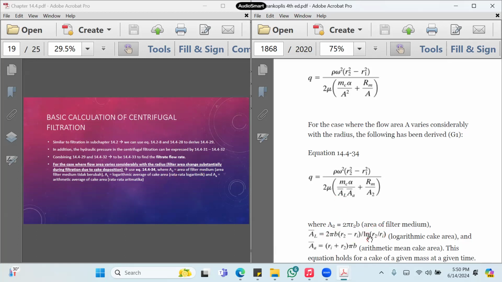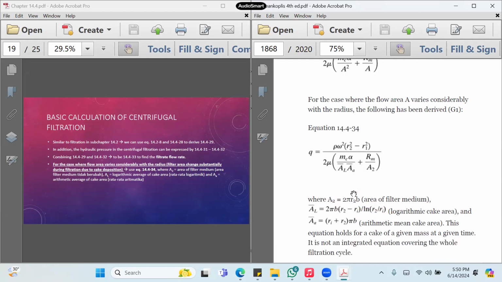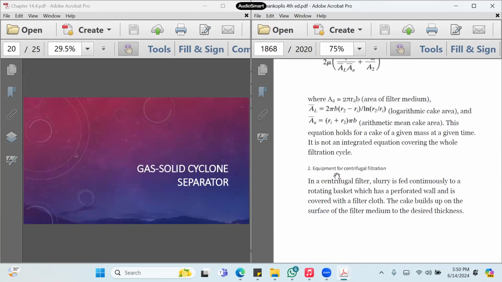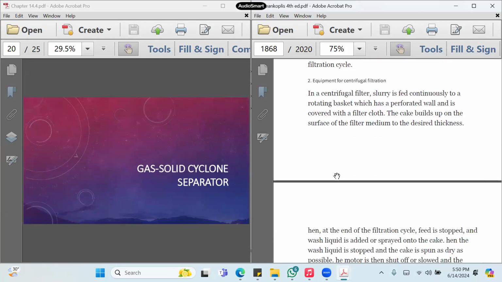So that's why we have ln here. This is the definition. And then what is AA? AA is the arithmetic average of the cake area, and it can be calculated using this. Okay, so that's all for the filtration. It's very fast, right?